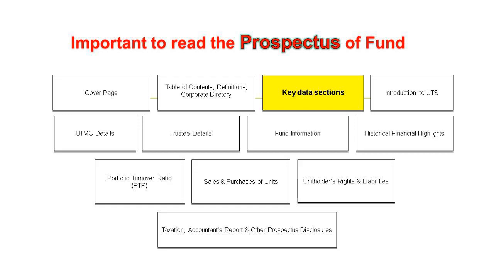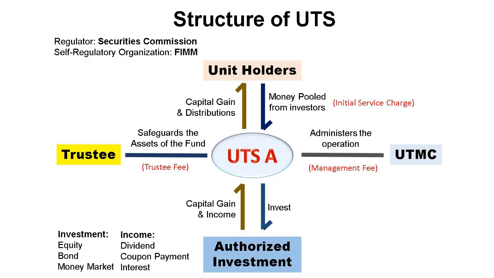Okay, let me show you the graph of how the structure of a unit trust works. First thing, the unit holders. Remember I mentioned to all of you just now? The rest of you are the unit holders. You pool your money together, called a money pool for investors, and you put it inside the tabung. This tabung is the unit trust scheme. Alright, a unit trust scheme is like a collective investment scheme, right?